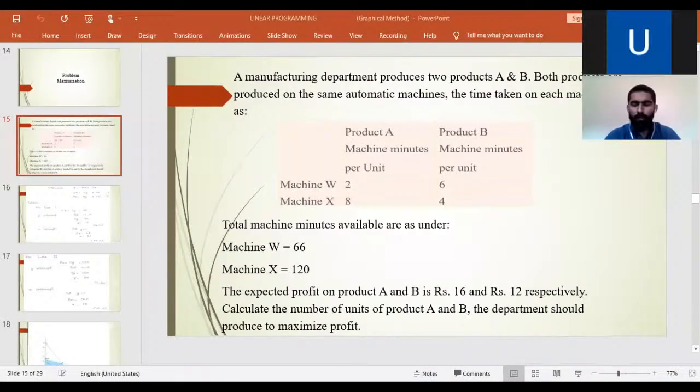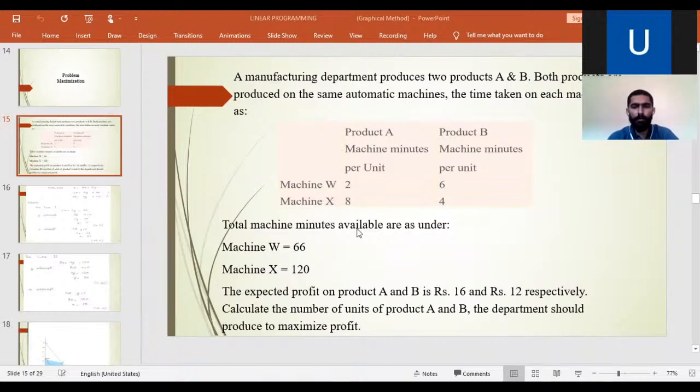First of all, I would like to elaborate an example of a maximization process. Here is the example. A department produces two products, A and B. Both products are produced on the same machine. This is the table given for machine X and machine W, product A and product B.